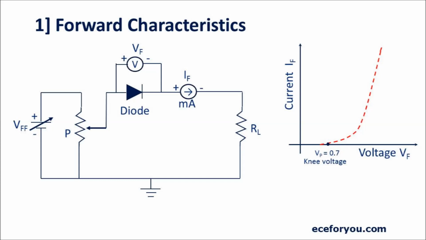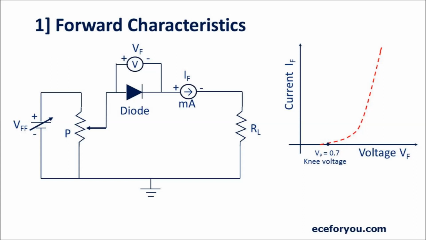A careful look at the forward characteristics reveals that up to point P, the diode current is very small. This is so because the applied voltage has to overcome the barrier potential and the diode conducts poorly. Once the applied voltage is slightly greater than the barrier potential, the diode current increases rapidly and the diode conducts heavily.